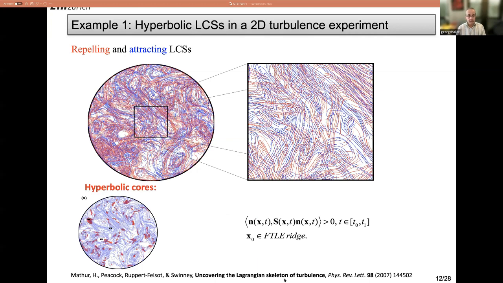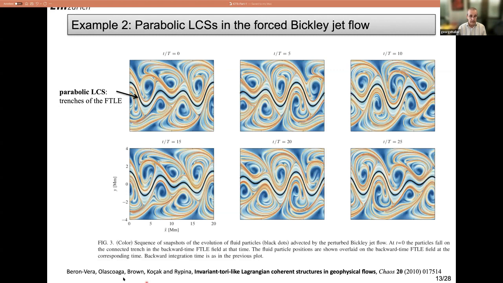So this was another example. As I mentioned, Javier Beron-Vera and his collaborators at the University of Miami pointed out that the trenches of the FTLE field could also be used to find jet cores in a material sense, not in a Eulerian sense, instantaneous minima of Eulerian shear. Those would not align with structures inferred from instantaneous plots of streamlines, but this is in the appropriate material sense. These we call parabolic LCSs, and you can get them very accurately as trenches of the FTLE field. This is a different flow, the Bickley jet example.